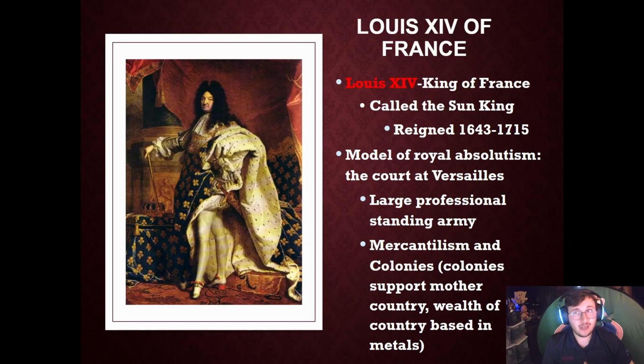Of course, the peak of absolutism is going to be Louis XIV, the King of France. He is called the Sun King, and he's going to reign from 1643 to 1715. He's the model of absolutism. He has his court in the Palace of Versailles. He has a large professional standing army. He's fully in favor of mercantilism and colonies. Colonies support the mother country. The wealth of a country is based in metals of gold and silver.